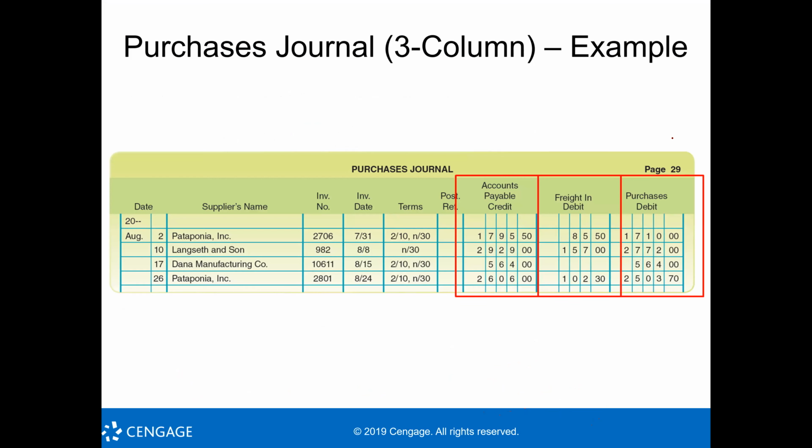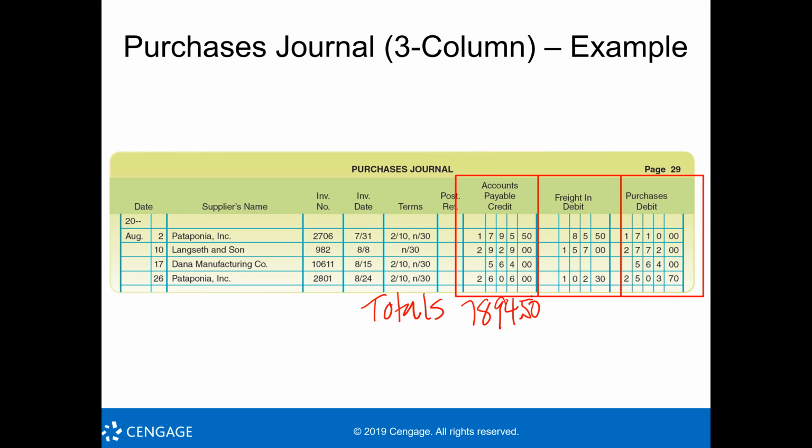So here's an example of that purchases journal. Again, we would come up with the totals for each of these columns. So 1795.5 plus 2929 plus 564 plus 2606. So we've got 7894.5 total for this column.